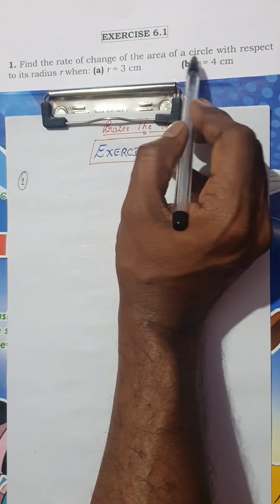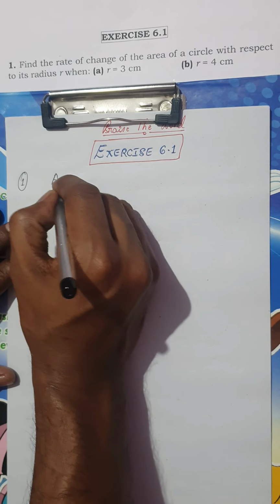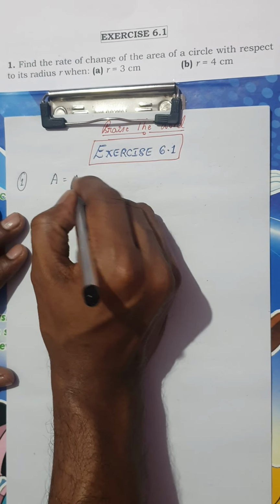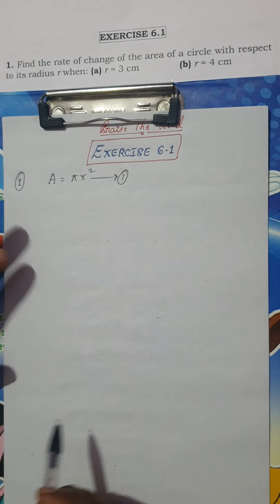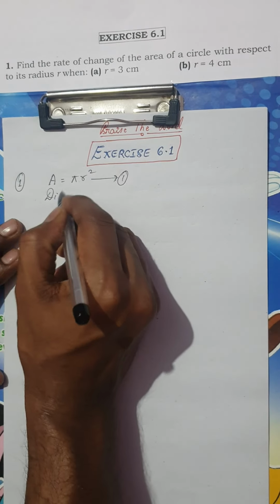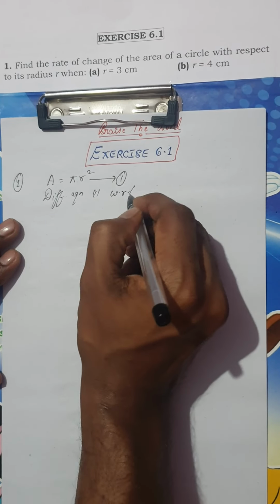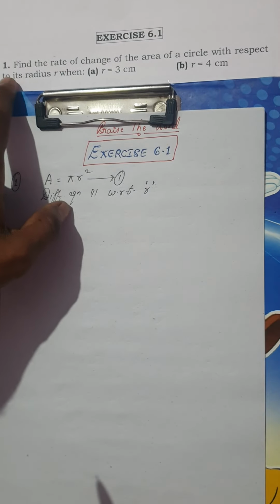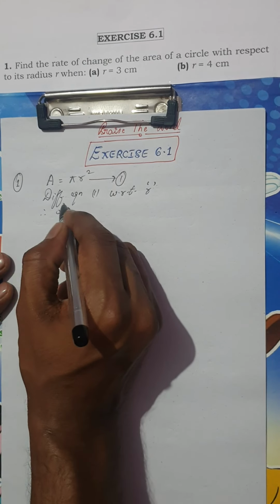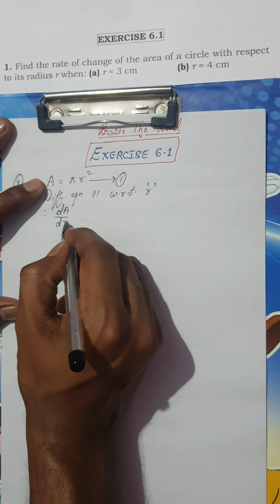Now consider the concept here, area of the circle. We know the formula for area of the circle, it is pi r square. Take it as equation 1. Okay, now we are going to differentiate equation 1 with respect to r. Why am I differentiating with respect to r? Because I want to find out with respect to radius. Therefore, if you differentiate A with respect to r, it would be dA by dr.